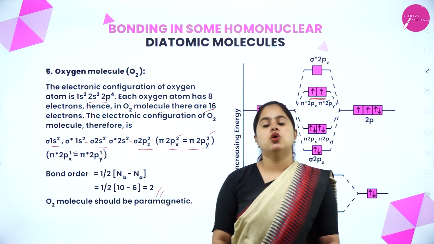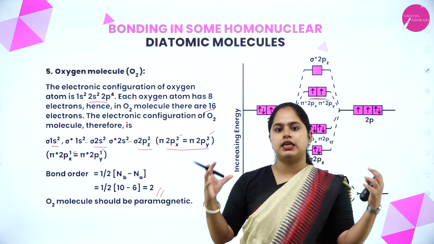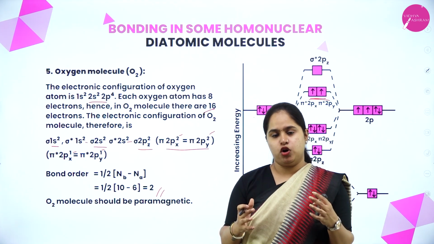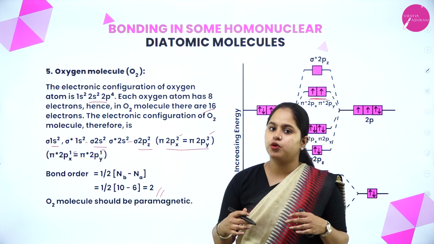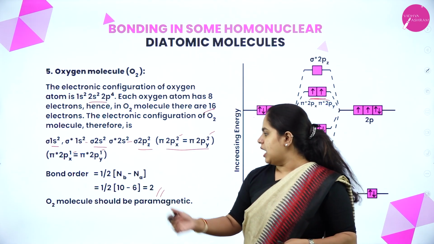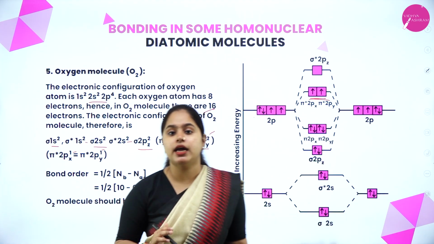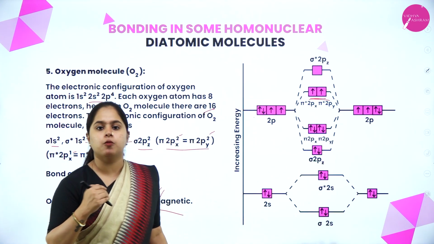So the bond order is 2, that is, between the 2 oxygen atoms a double bond is present, and both of them are contributed by the pi, right? And then the oxygen molecule is paramagnetic. It is not diamagnetic, it is paramagnetic. Why?